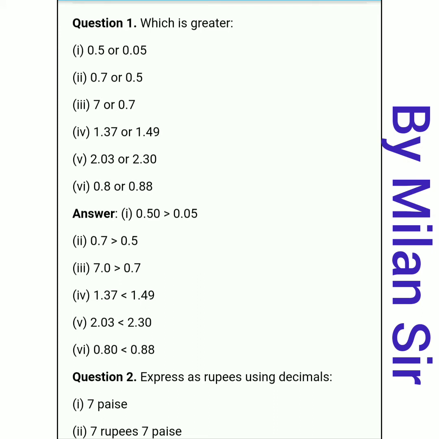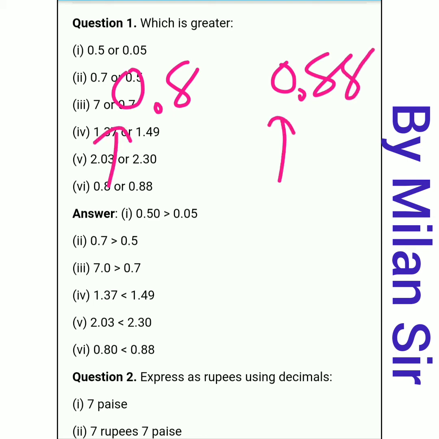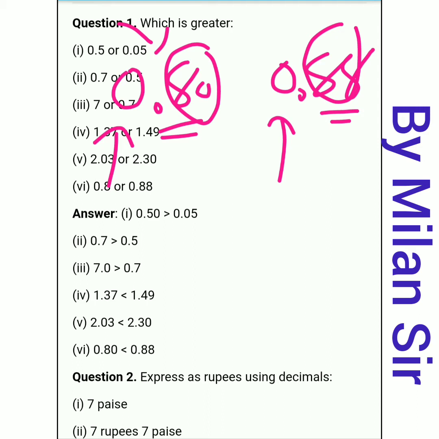Then question number 6, 0.8 and 0.88. Here our integer parts are the same, 0, right? After the decimal point we have one digit here and two digits here. So we can convert our first number into two digits. So here we have 80 and here we have 88. So which is greater, 80 or 88? Obviously 88 is greater. So 0.88 is greater than 0.8.